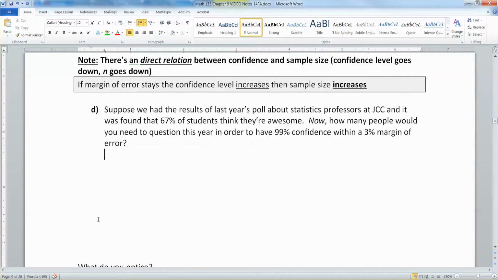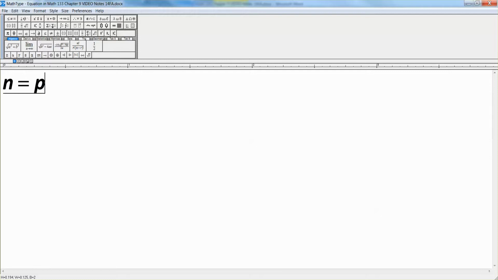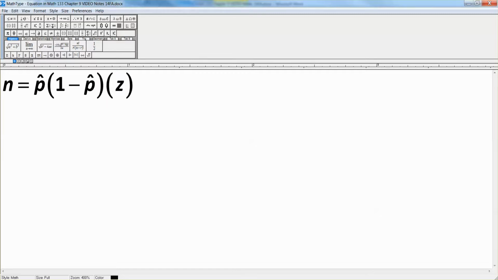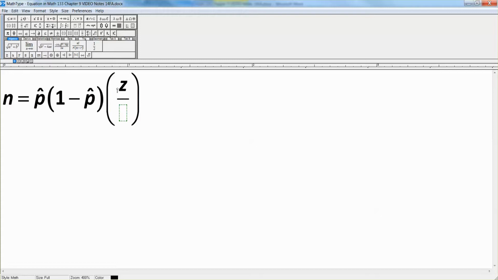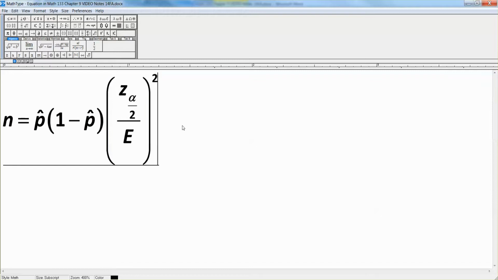All right, now what if we had a prior estimate? What if we have some known old study, like last year, they did a study of what students think of JC stats professors. They found that 67% of students think that they're awesome. Okay, well, that's a different formula. Because I have the prior estimate, n equals p hat times 1 minus p hat, times the z alpha over 2 over the error, squared.